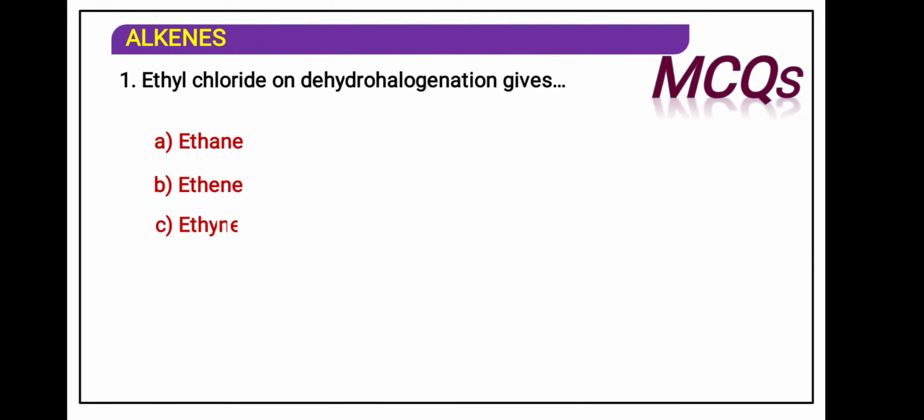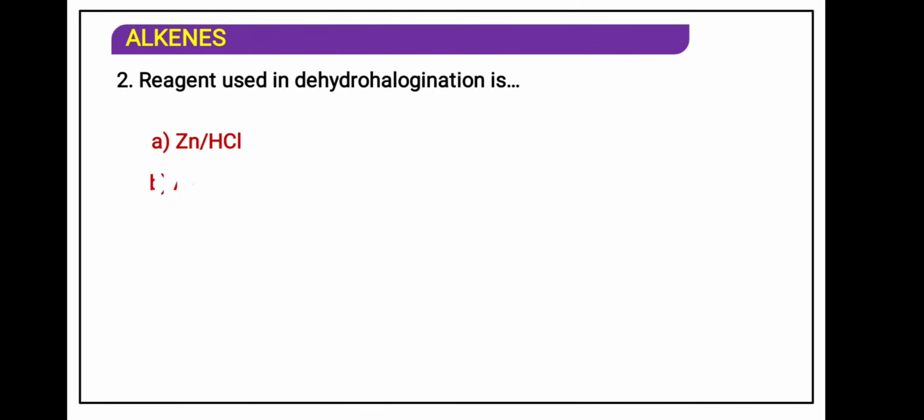In dehydrohalogenation, ethyl chloride will give you, of course, a double bond alkene, ethene, option B. Which reagent will you use for dehydrohalogenation? That is alcoholic potassium hydroxide. Very good.